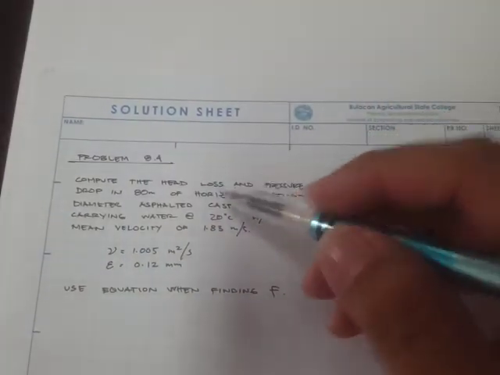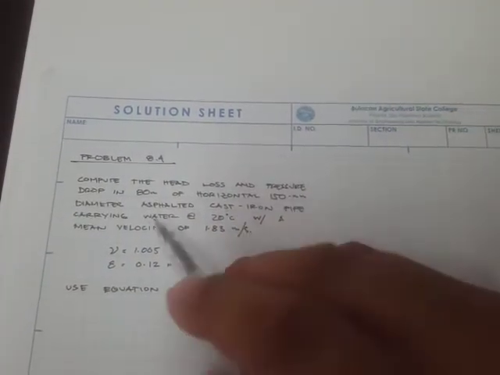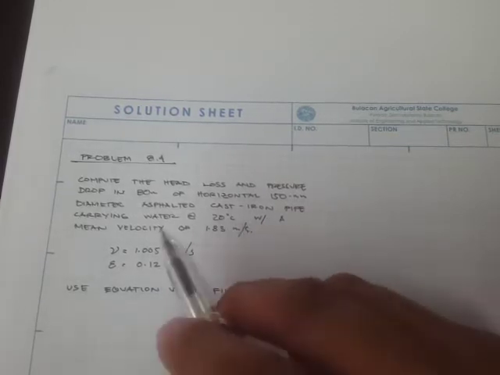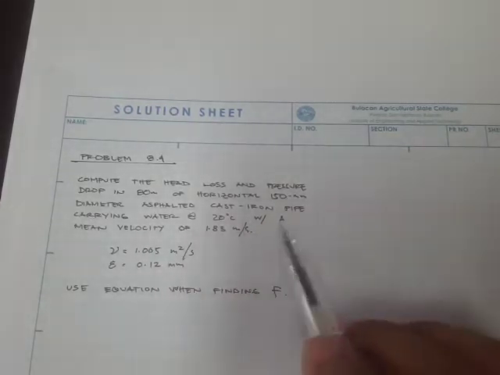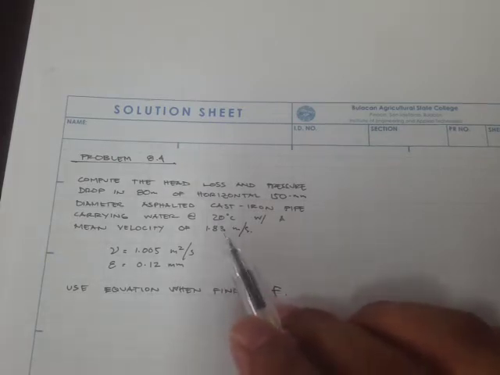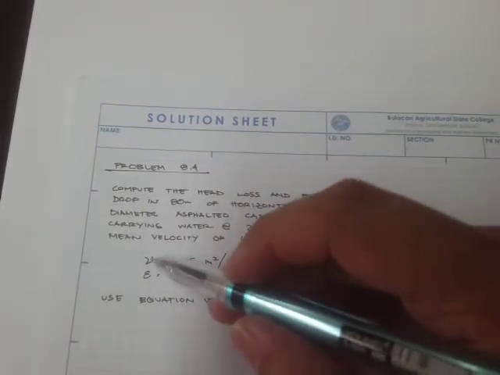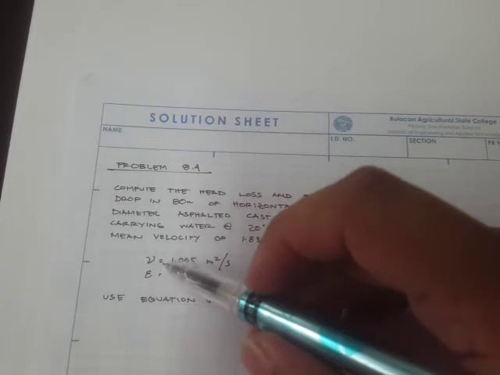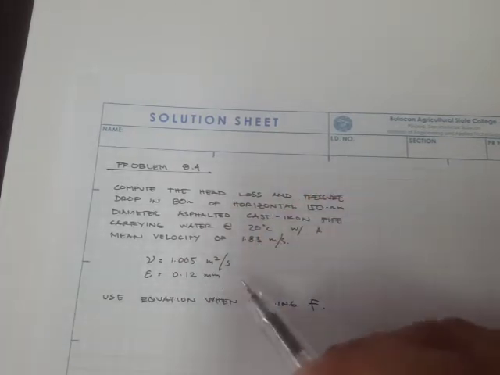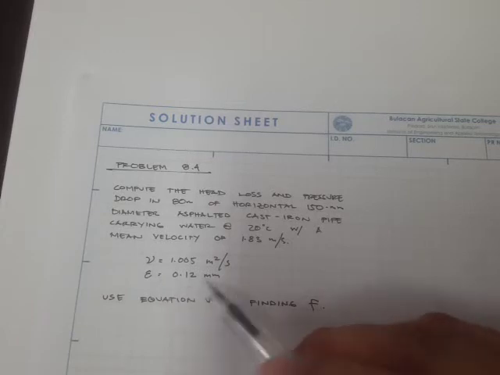Okay, the next problem is compute the head loss and pressure drop in 80 meters of horizontal 150 mm diameter asphalted cast iron pipe carrying water at 20 degrees C with a mean velocity of 1.83 meters per second. Okay, and this problem is taken from the textbook by Gillesania. That's problem 7-34. Okay, so I have also attached here the values of the kinematic viscosity and the surface roughness.